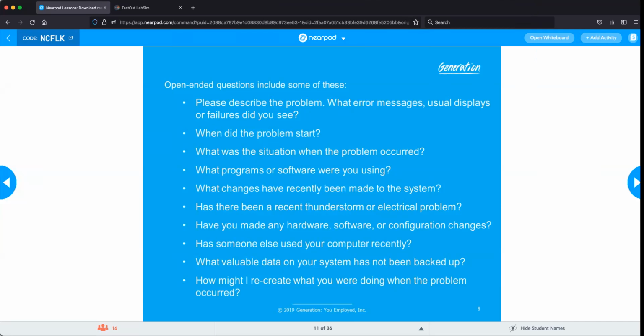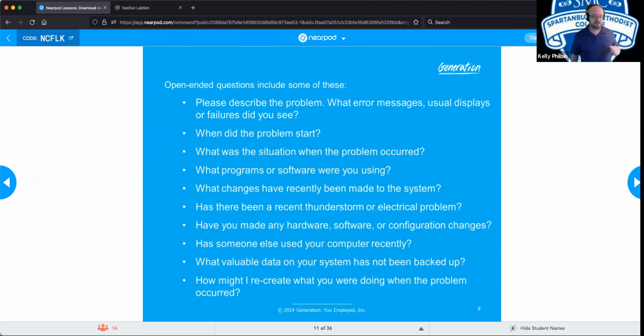What valuable data on your system has not been backed up? Critical question. If you're doing remote service for outside customers, you're not necessarily going to download all their information to you. You're going to ask them specifically, have you backed up your system? Are all valuable files backed up so that they can be recovered in case of a problem? You need to ask this question multiple times before you get in there.